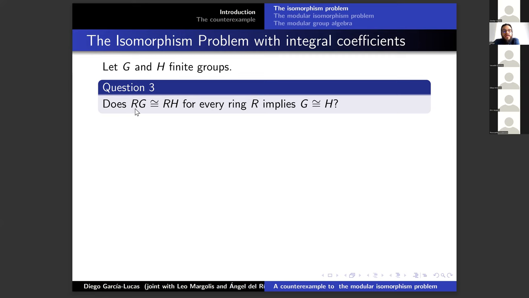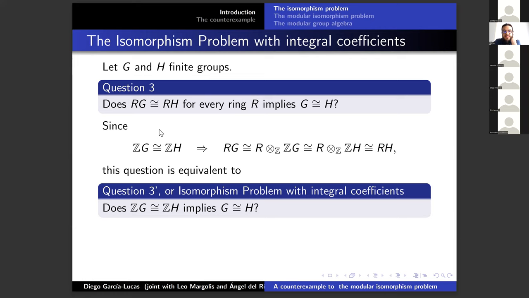Of course, we can observe that every ring is a module over the ring of integers. So, arguing as before, one can see that an isomorphism between the group rings over the integers implies an isomorphism of the group rings over every possible commutative ring. Hence, this question three is equivalent to the so-called isomorphism problem for integral coefficients, which asks: if the group algebras of two finite groups are isomorphic over the ring of integers, does it imply that the groups themselves are isomorphic?